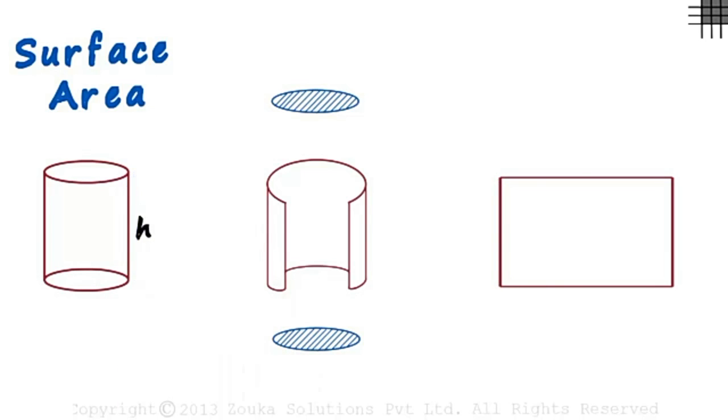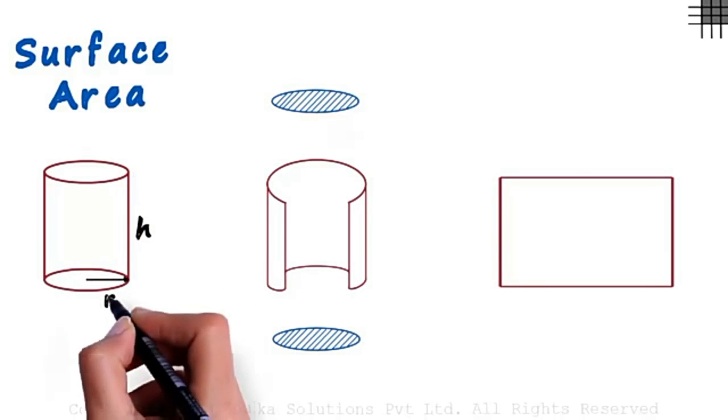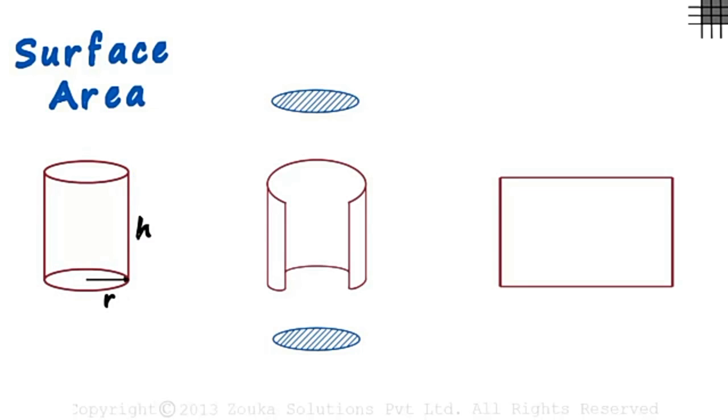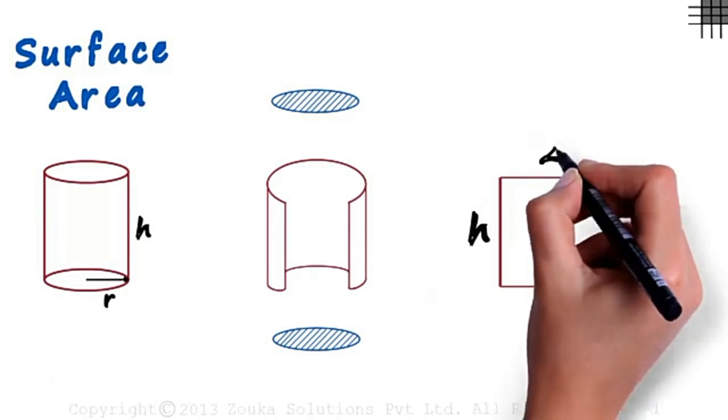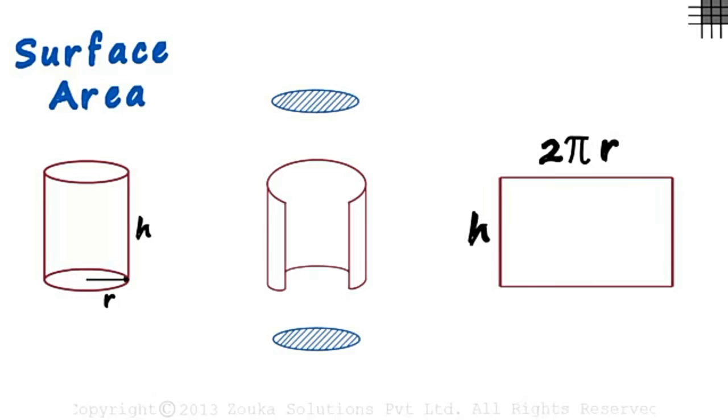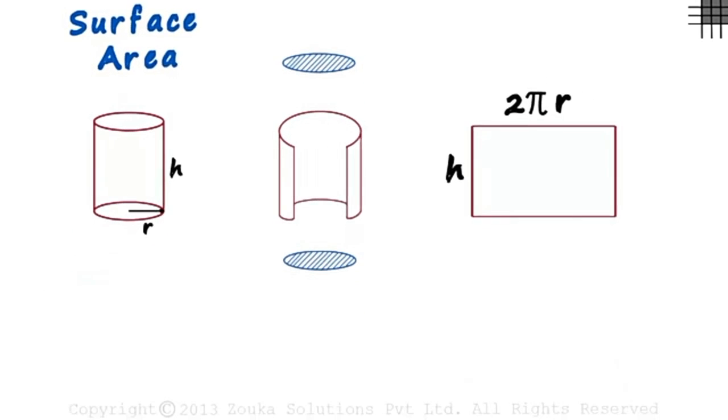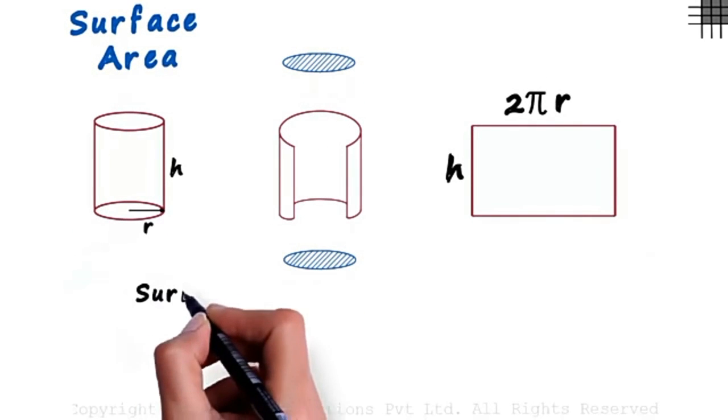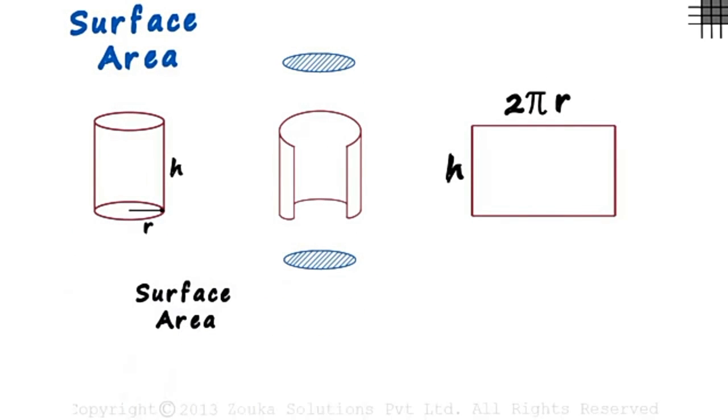So let us assume the height of the cylinder as h and the radius of the circular base as r. Therefore, the breadth of the rectangle becomes h and the length of the rectangle becomes 2 pi r, because the length of the rectangle is also the circumference of the circular base, which is 2 pi r. Circumference is 2 pi r.